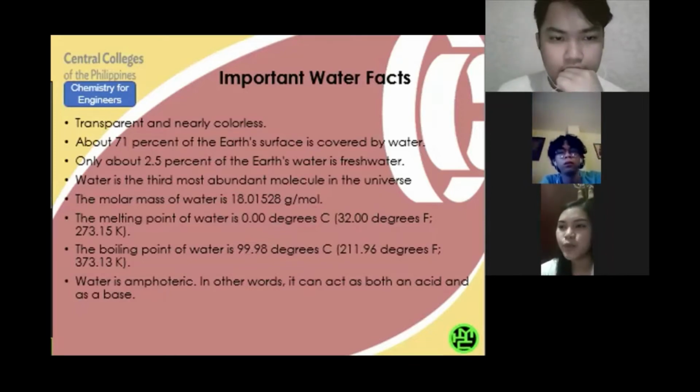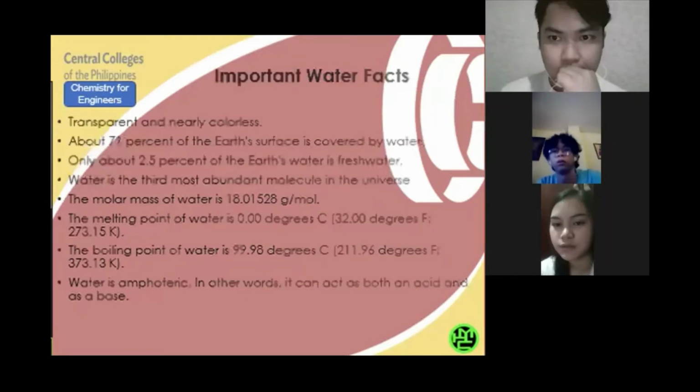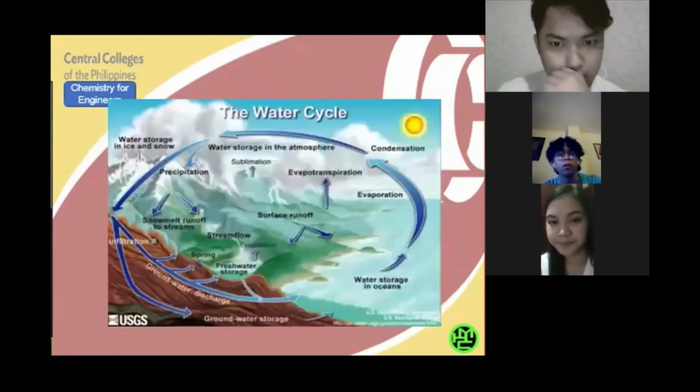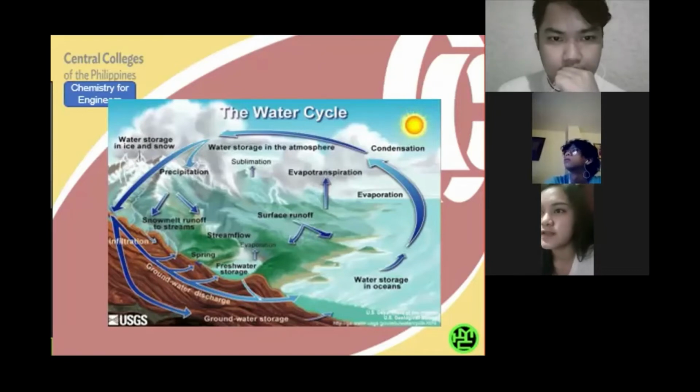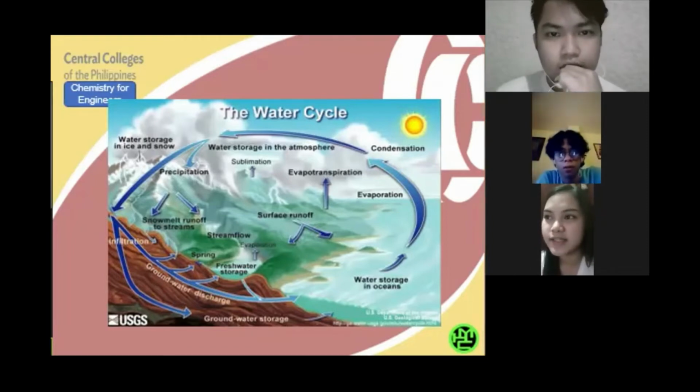So, after the important water facts, ngayon naman itatalakay ko yung water cycle. So, next slide, please. So, the water cycle or hydrologic cycle is a biogeochemical cycle that describes the continuous movement of water on, above, and below the surface of the earth. So, yung first step ng water cycle is evaporation. So, wherein the water at the surface turns into water vapors, and the water absorbs heat energy from the sun and turns into vapors. So, yung pinaka-main sources ng evaporation is yung oceans, lakes, tsaka rivers.